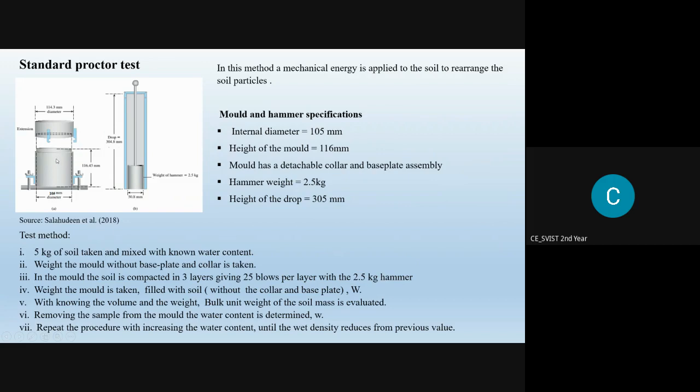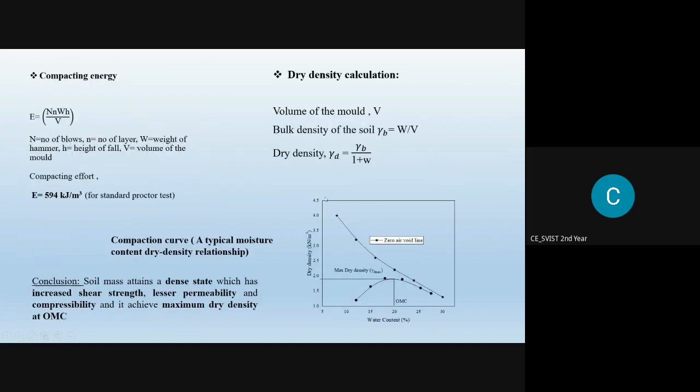Now, the samples which we have taken from the mold, from these three layers, we keep in the oven for drying, and after 24 hours we will measure the water content. So we now have bulk density and water content. From that, we can calculate dry density, and the formula is: gamma d equals gamma b divided by 1 plus w.